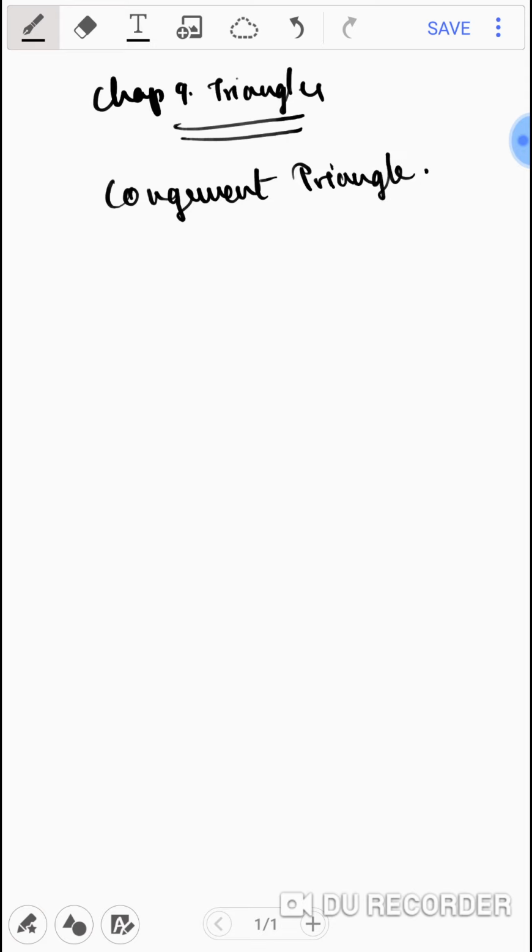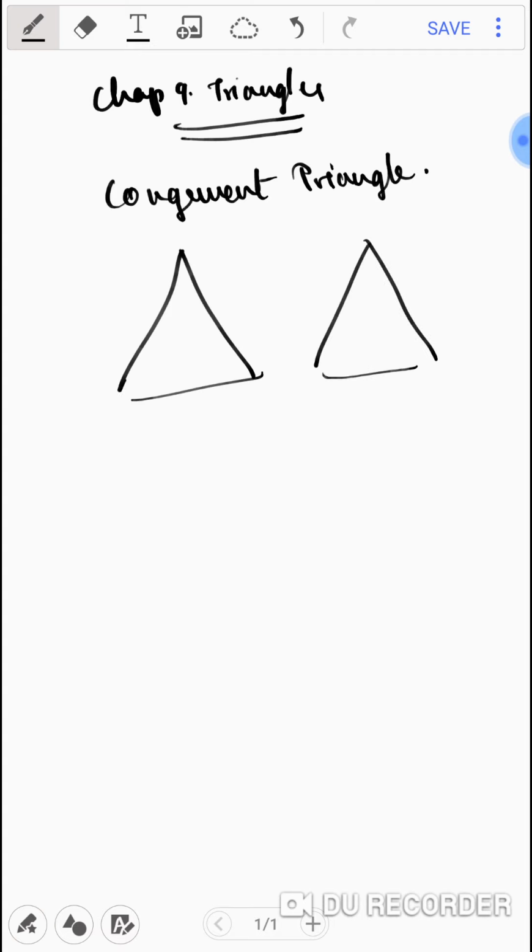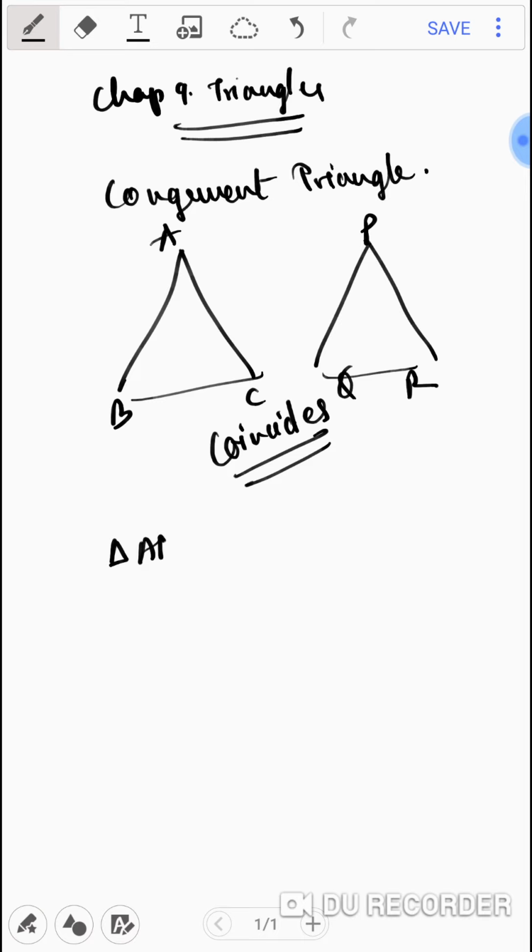So, what are two congruent triangles? Suppose I draw this triangle and this triangle. If I place one above the other and they exactly coincide, then they are known as congruent. Congruent means exactly the same. All the sides are the same, all the angles are the same. Suppose I name them triangle ABC and PQR. I will say triangle ABC is congruent, this is the sign of congruency, to triangle PQR.